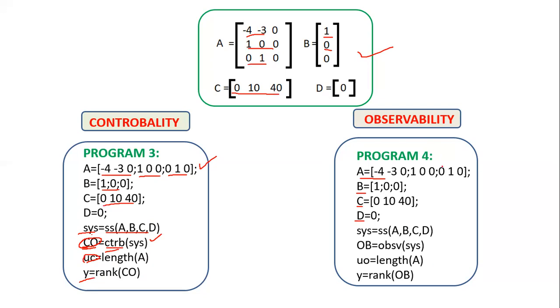In the same way, the observability matrix is also the same. Once we represent all the ABCD matrices in state space, from that we find the observable matrix. This also, any variable you can take. Observable matrix for this state space, and then we check the length of the A matrix and the rank of this observable matrix. So this is the coding part. Once the coding part is okay, then we will see the simulation part.